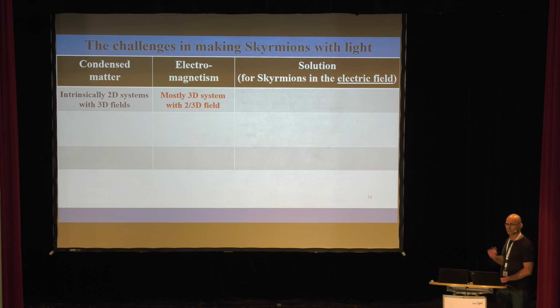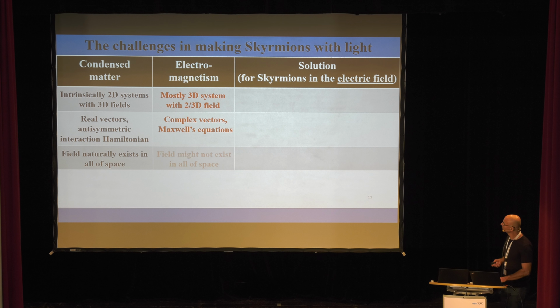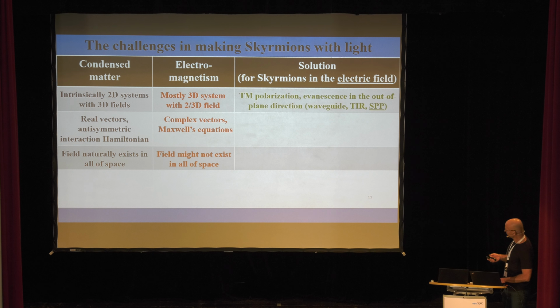The other thing is about being real versus being complex. Electromagnetic fields, or the phase of electromagnetic fields, can be complex. So it can have a phase that changes with place. It can have a relative phase between different components of the vector, which is not allowed in real vector fields. So we have to solve this. Again, I won't go through all the details, but we can solve it.